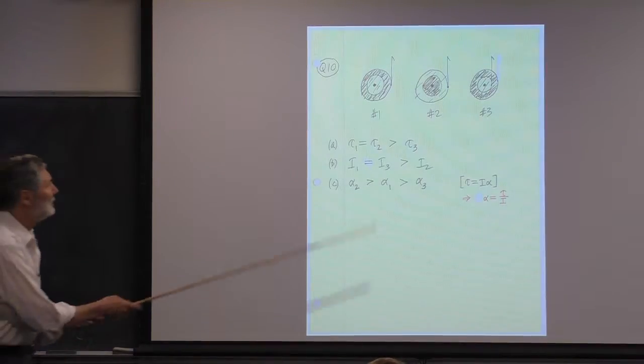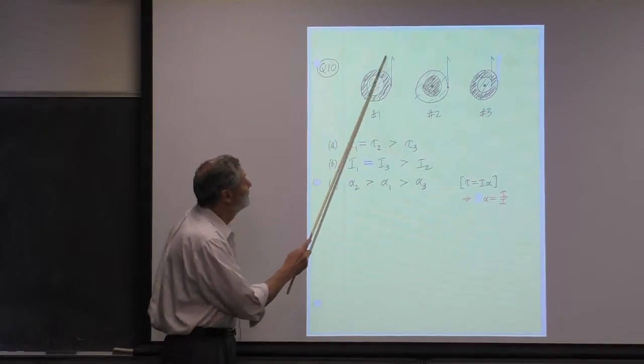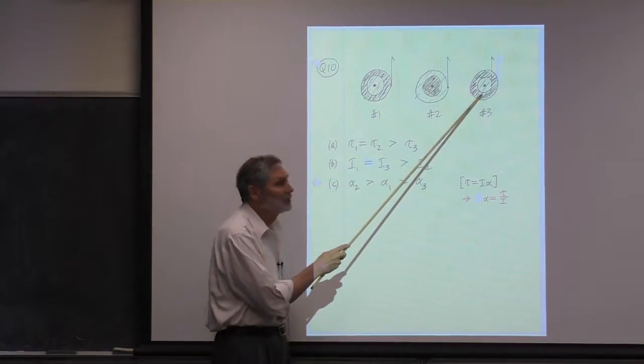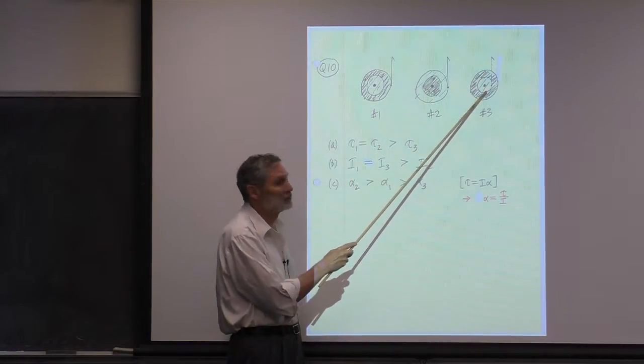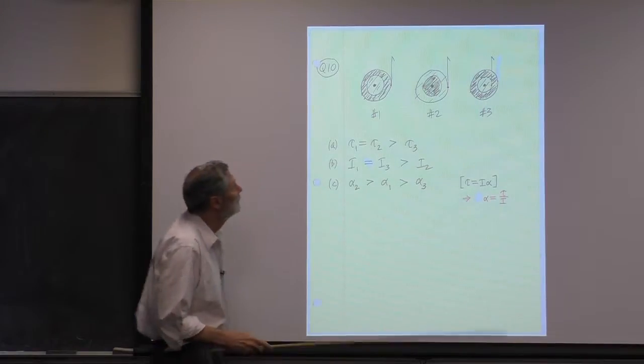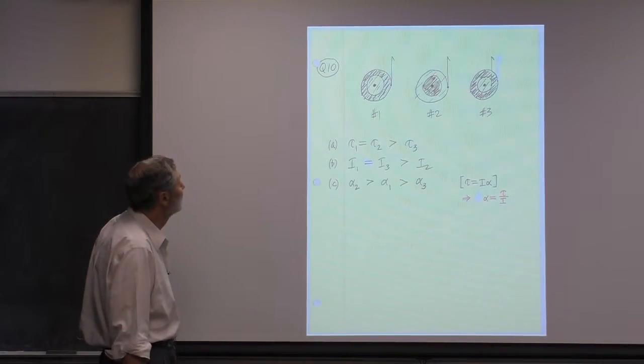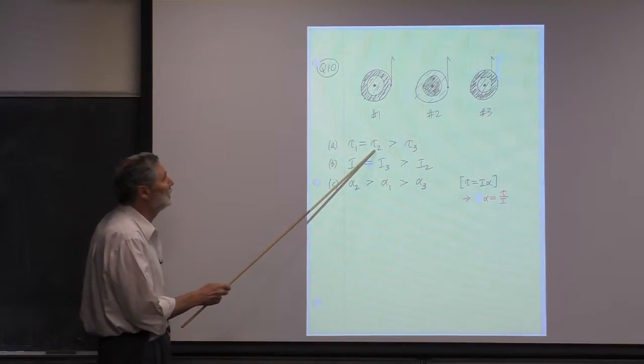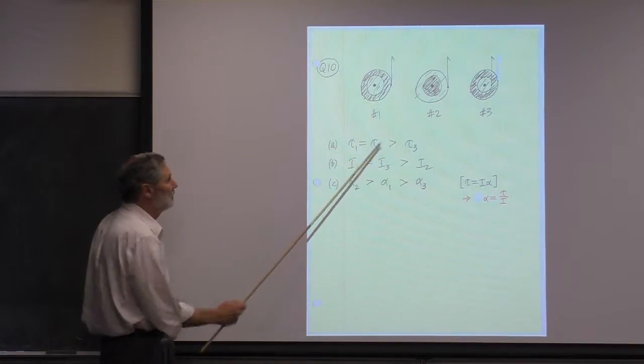These two torques are the same. Same force, same distance, the torque is going to be the same. This torque, because it's the same force, will be less. So the ranking is going to be like this: torque 1 and 2 are equal, and they're greater than torque 3.